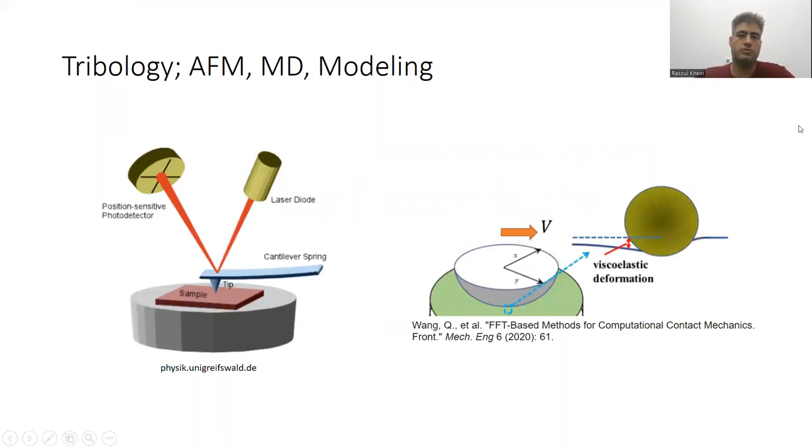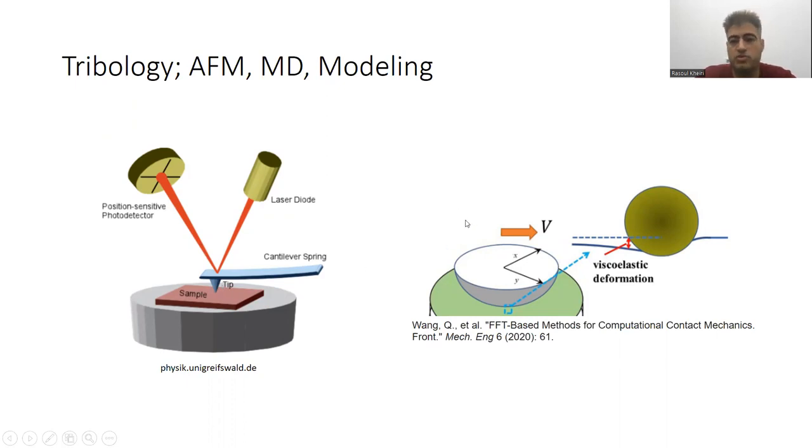In tribology, or friction, people use atomic force microscopy as an experimental tool. There is a tip and there is a sample as a surface, and then there is a cantilever. So the tip moves on the surface, and there are detectors that can track the movement for different purposes, including friction.